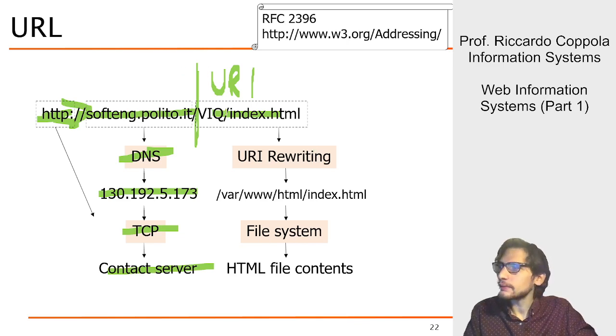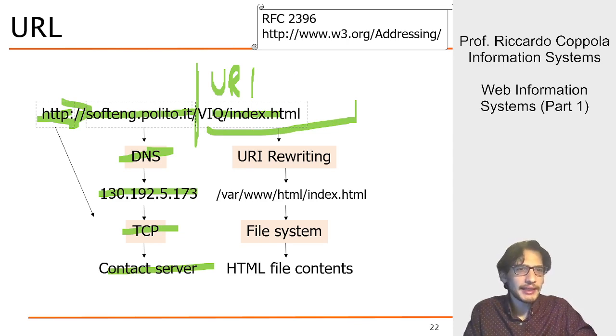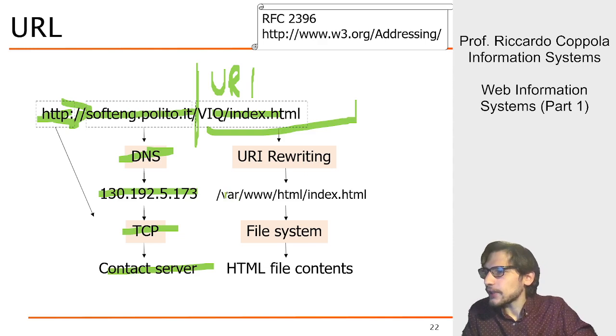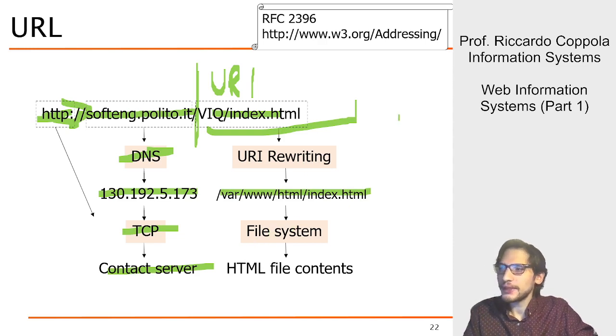Inside the server, I will have a mechanism that takes this resource name and will translate it, in some way which is defined by the web server, in the real address of a physical file inside the file system. This file will then be taken from the server and sent back to the user.